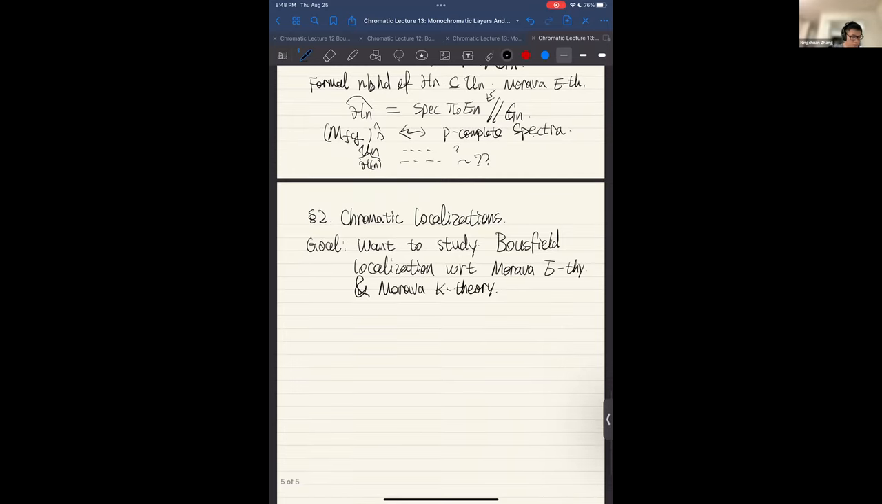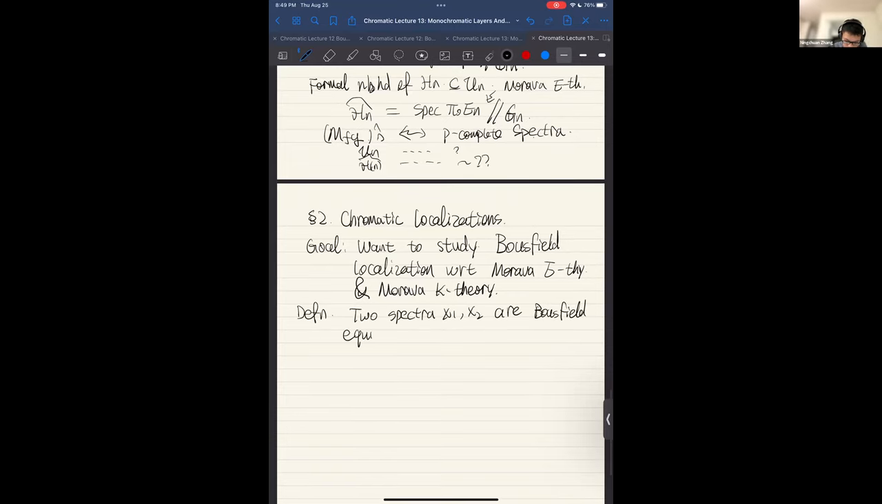So here's a definition. At the end of the day, we'll say those localizations correspond to those finer structures on the p-completion of the moduli stack of formal groups. Definition, which I probably should have introduced yesterday. Two spectra, X1 and X2, are called Bousfield equivalent if one of the following equivalent conditions holds.